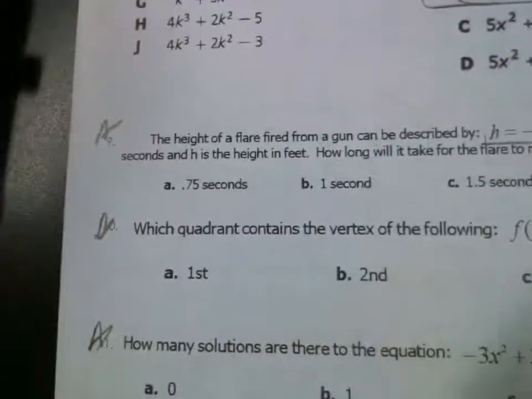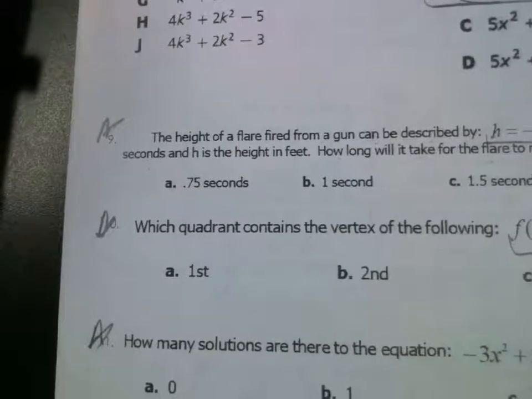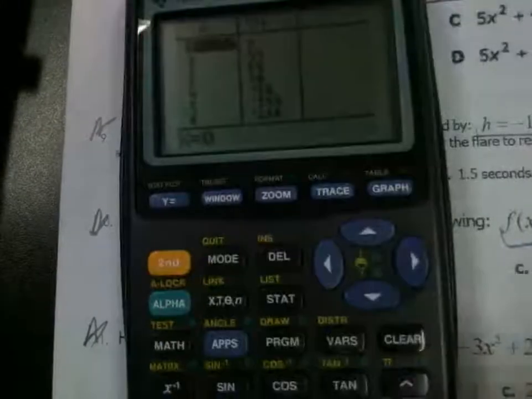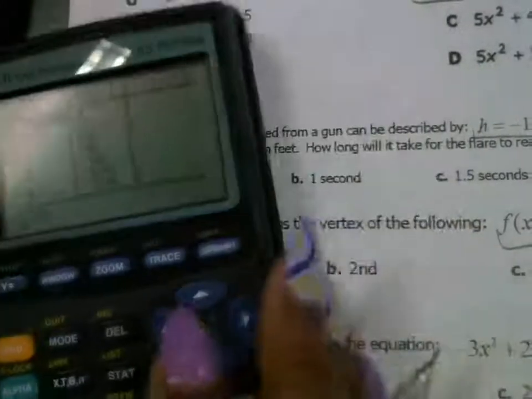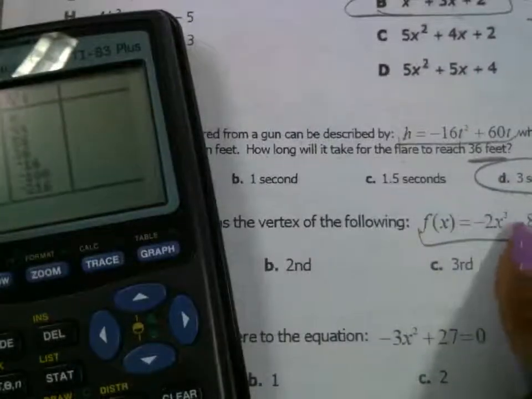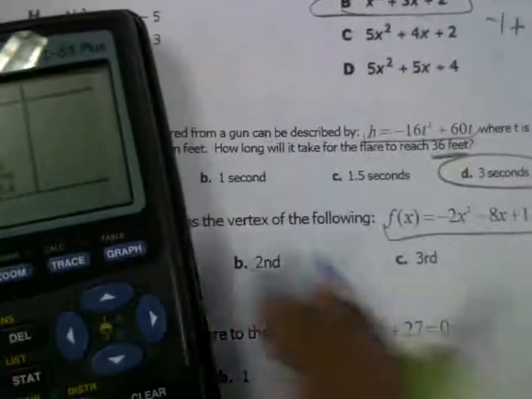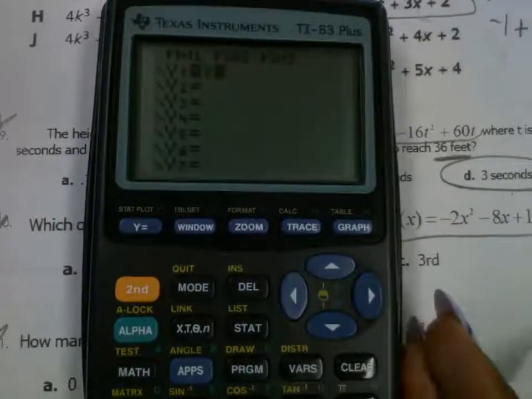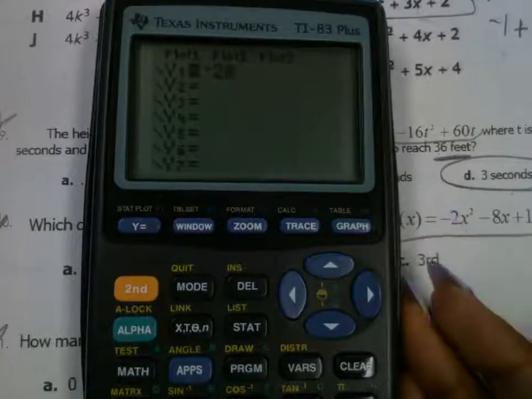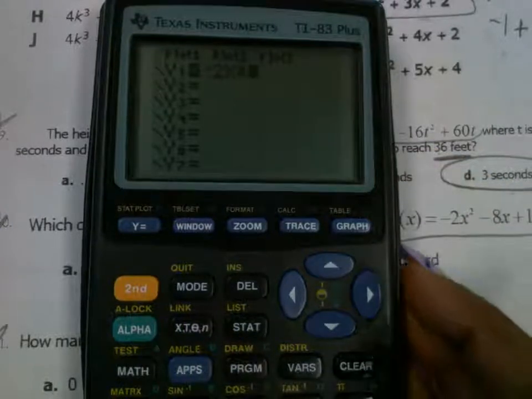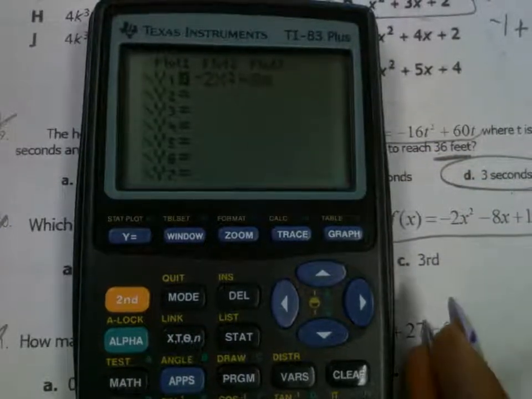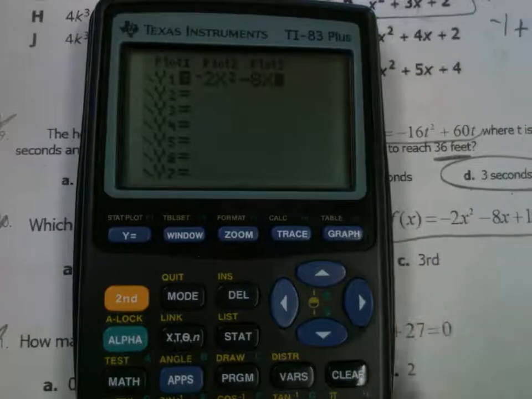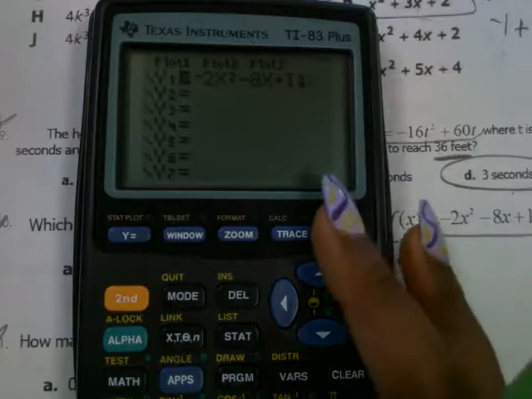Which quadrant contains this equation? Okay, so we know that it crosses the y-axis at 11. All right, so let's graph it to see what quadrant it's in. So we got -2, and it's a downward parabola because the x squared term is a negative. It's -8x plus 11. Now let's graph it.